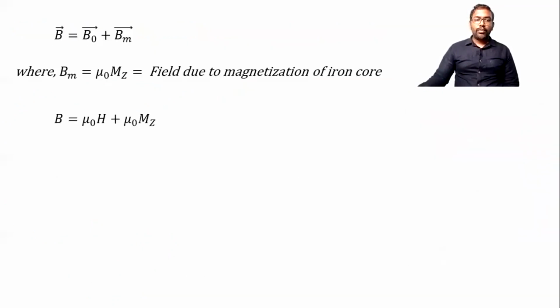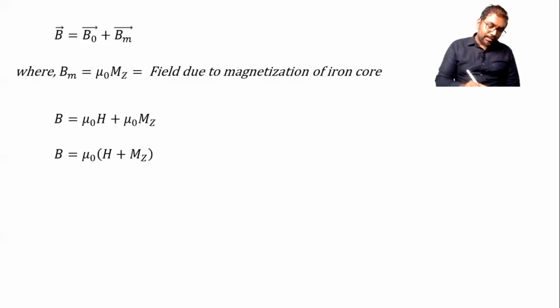B is equal to B0 plus Bm. Then I substitute here B0 and Bm, then we get this formula. Then mu 0 we can take common, then we get H plus M.